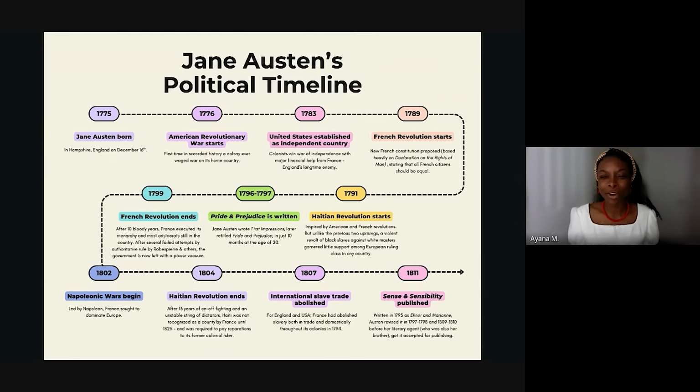And I feel like it's no coincidence that Jane Austen writes Pride and Prejudice just a few years after the Haitian Revolution starts. And the French Revolution is still going on, by the way. Depending on how you learned history, it might seem as if these are back to back to back. No, it's still happening. People are still being guillotined, right?